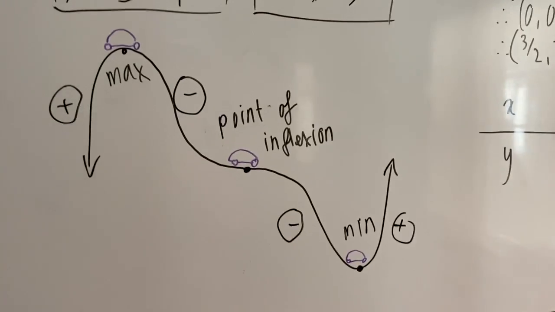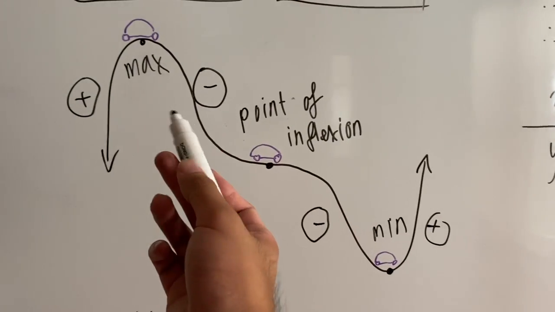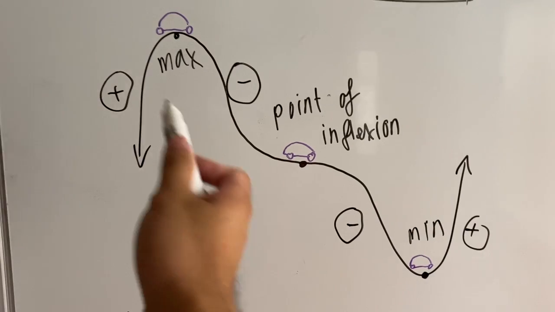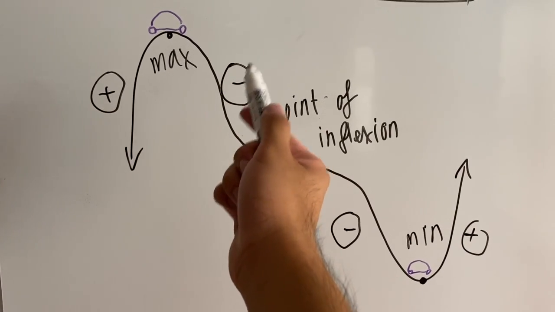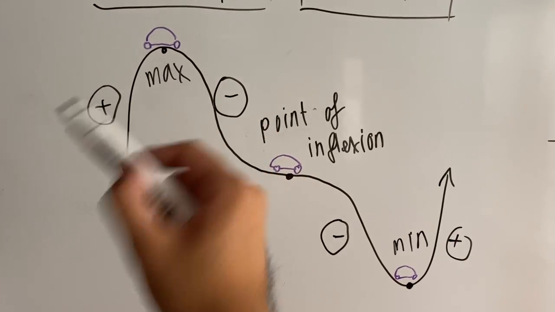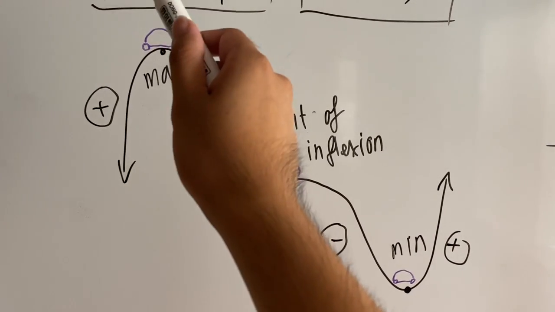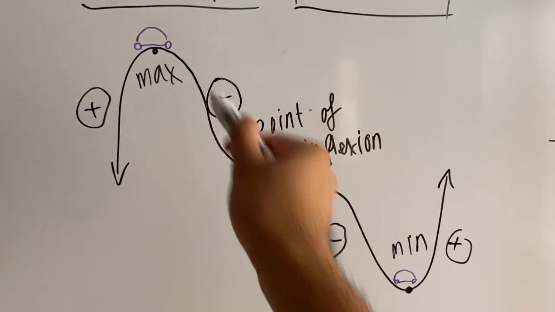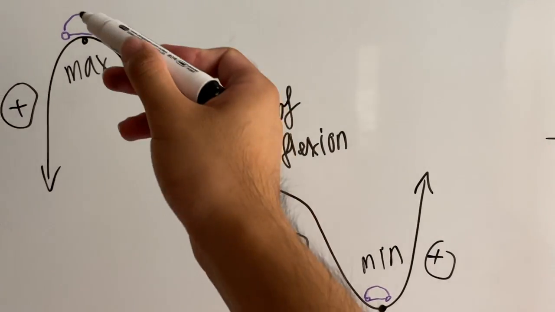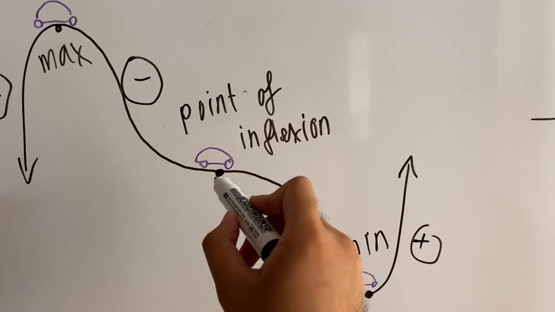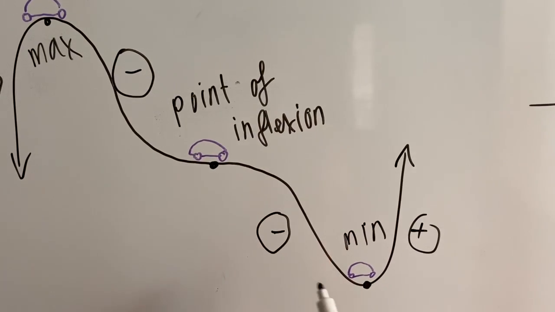So I want you guys to notice that a maximum turning point is surrounded by y dash being positive on the left side and then y dash being negative on the right side, or a line that's increasing and then it goes to the top and then it's decreasing. Now with a point of inflection, we can see that there's a line that's decreasing and then our point of inflection, and then the line is decreasing again.